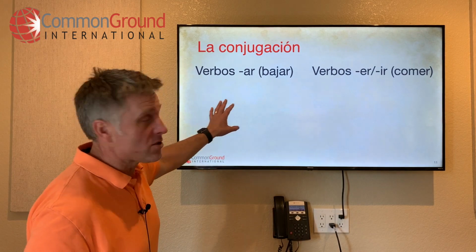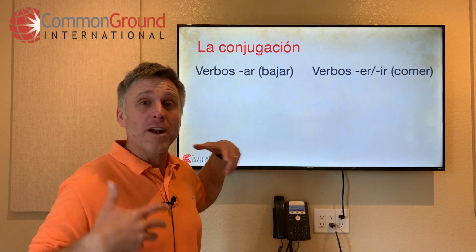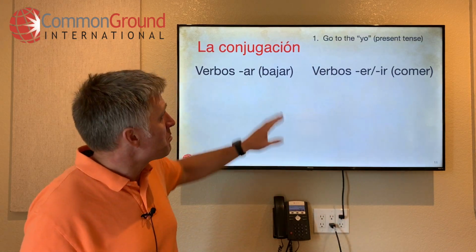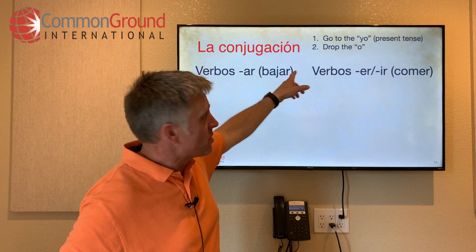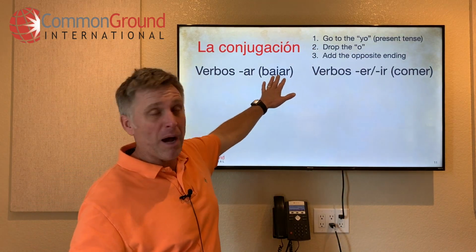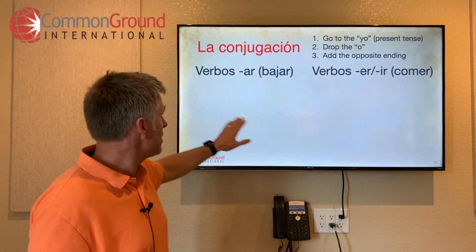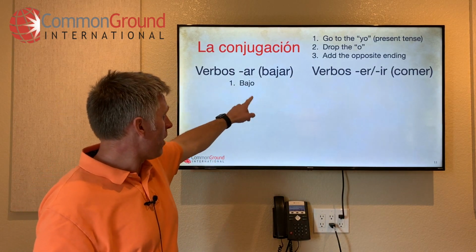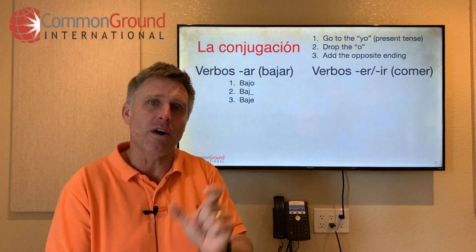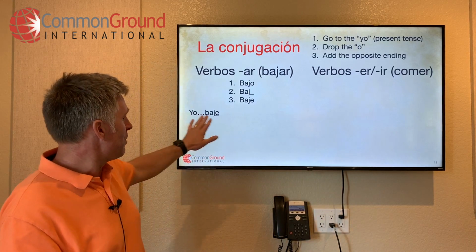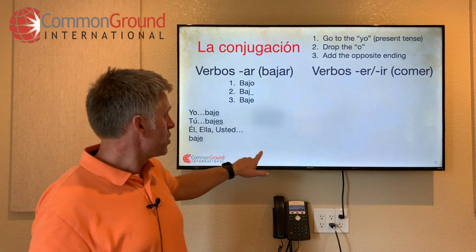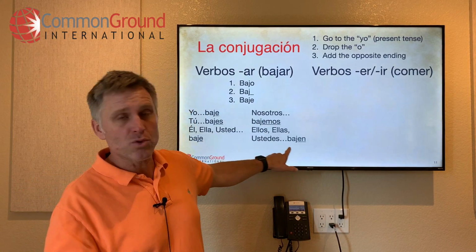Let's look at some conjugación. ¿Cómo funciona la conjugación? How do we form it, first of all? So primero, we're going to do that three-step process. Go to the O of the present tense. We're going to drop the O, and then we'll add the opposite ending. So again, con el verbo like bajar, verbo AR, first we go to bajo, drop the O, and then we add the opposite ending, baje, and that becomes the base of our verb. So yo baje, tú bajes, él, ella, usted baje, nosotros bajemos, ellos, ellas, ustedes bajen.